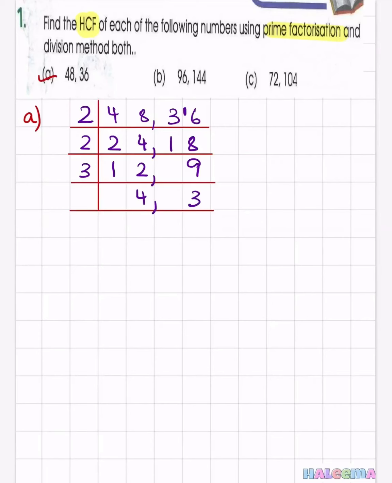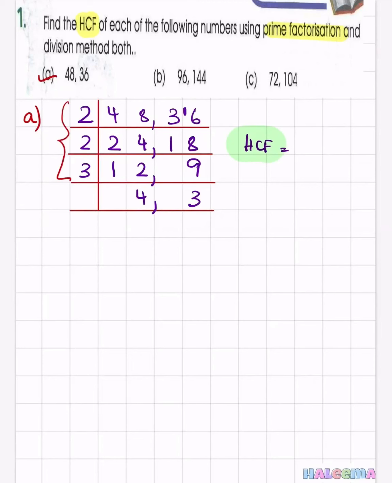You know why? Because this is HCF. In LCM, we go till 4 times 1 is 1 and 3 times 1 is 3. But no, in HCF, we have to stop right here. Basically, you know what HCF is? It is to find the highest common factor. So the common factors between these two numbers are only these. Don't go to 4 and 3.